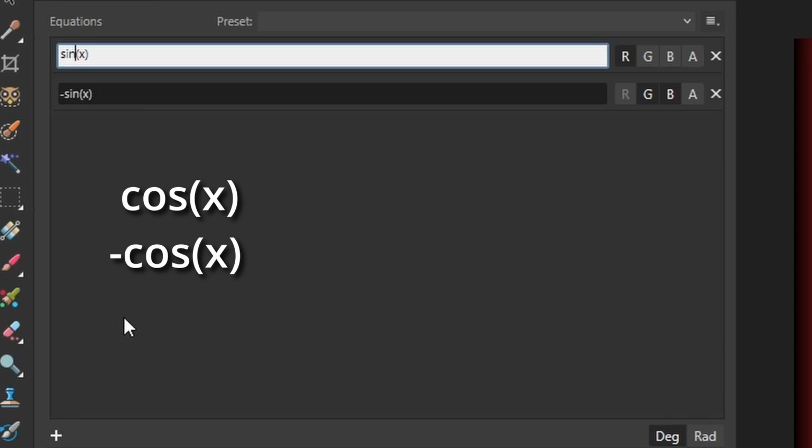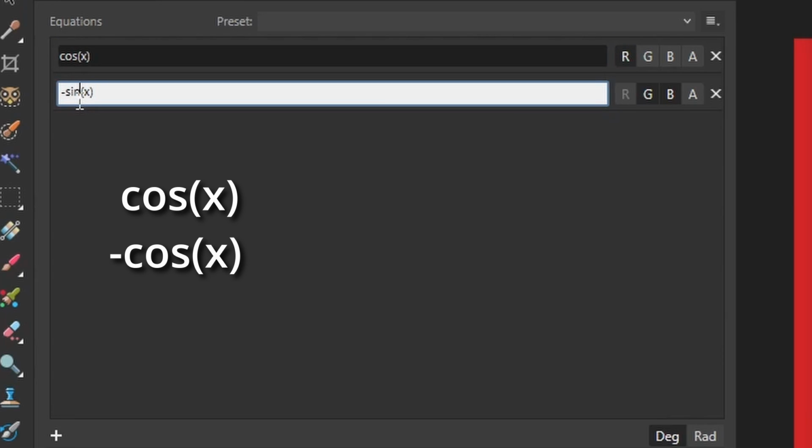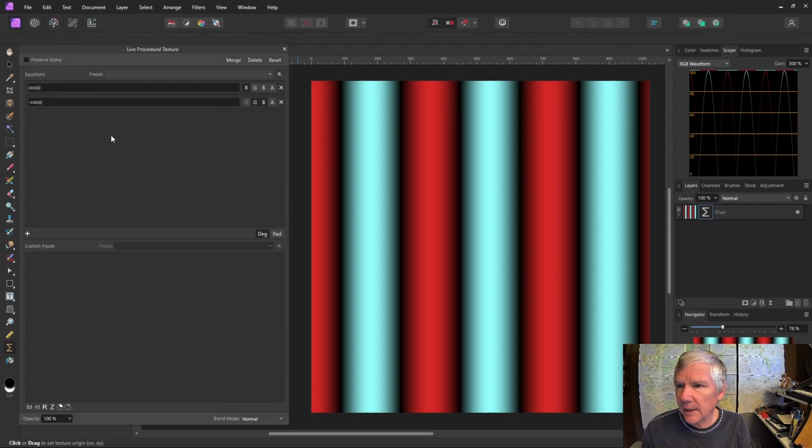I'm going to change this to the cosine. Now this one is just a little bit different. It still has a series of stripes, but this one starts at 1 and then decreases down to -1. So the other one started at 0 and increases. This one is starting at 1 and decreasing down to -1, and then it goes back up to +1. So it's the same basic shape, but it's just shifted over a little bit.